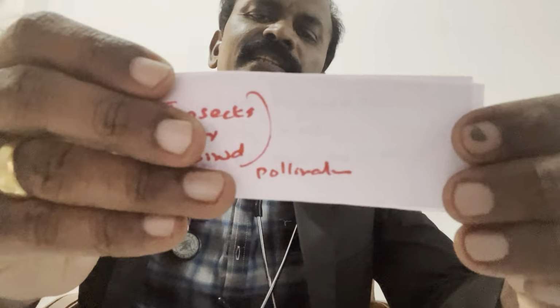Megasporangium or sporangia in a flowering plant is called what? Directly you must answer. These are repeated MCQs. Megasporangia in a flowering plant is called what? It's called ovule. Ovule. Can you answer this now?